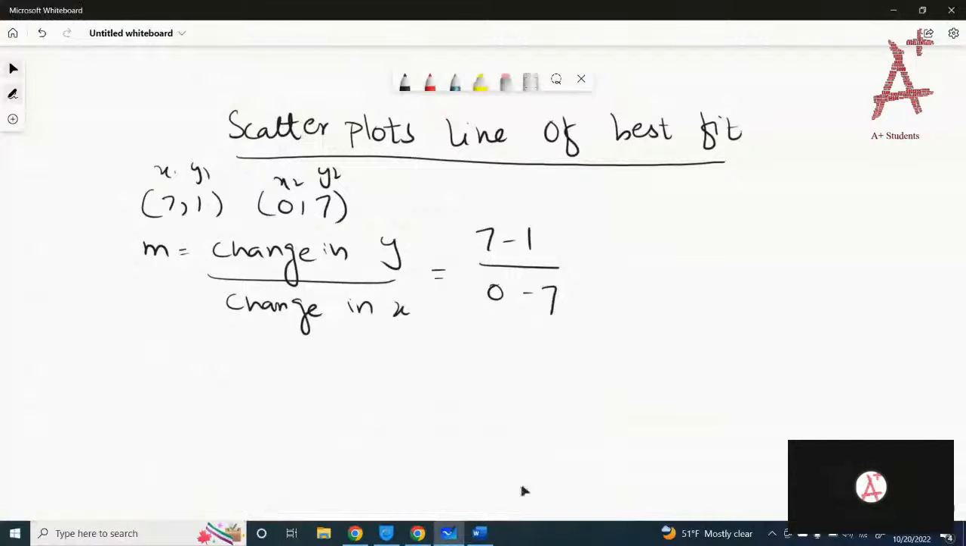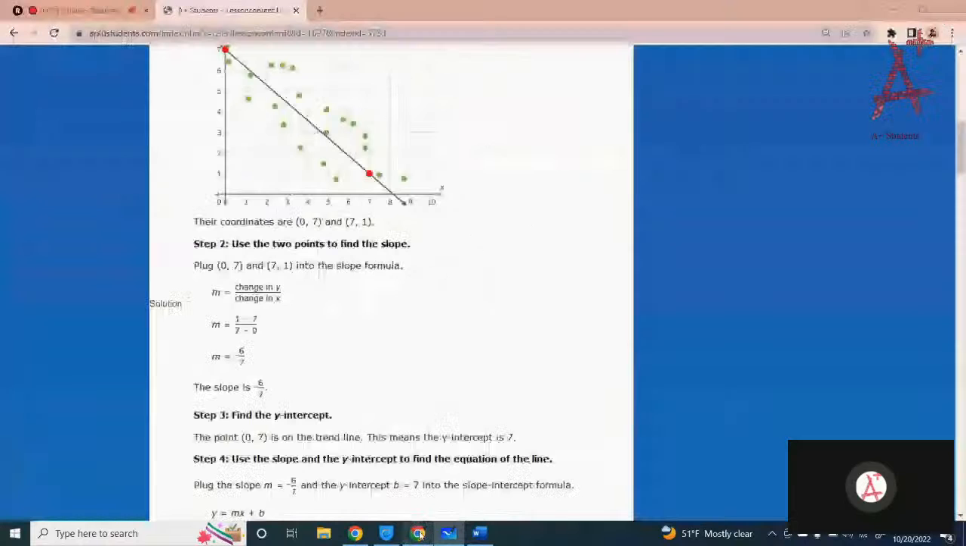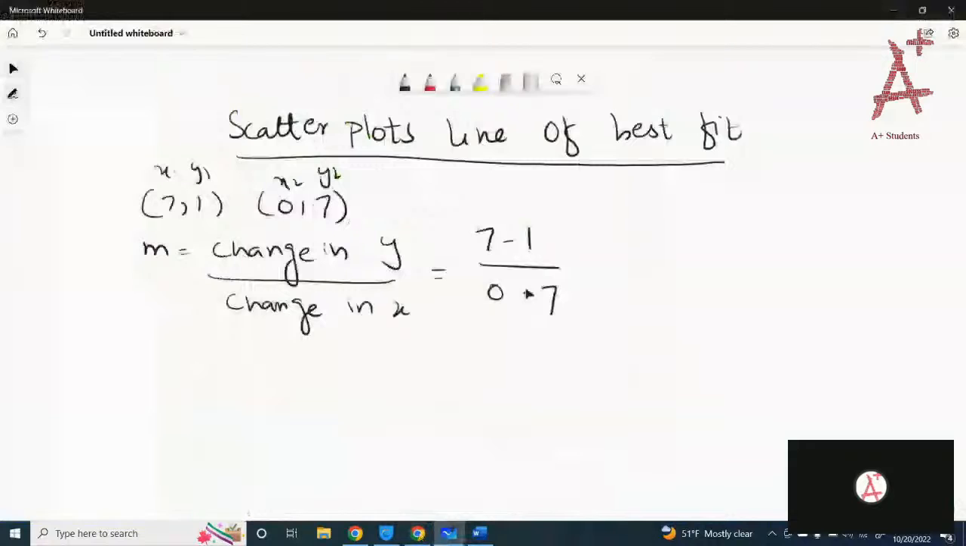Got it? So 7 minus 1 is 6 and 0 minus 7 is negative 7. So it would be negative 6 over 7. The slope is negative 6 over 7. Got it? Okay, then we have to find the y-intercept. This is the first step: we have to find the slope.